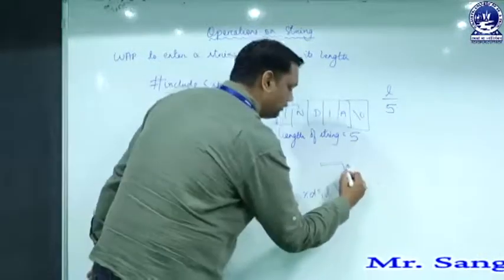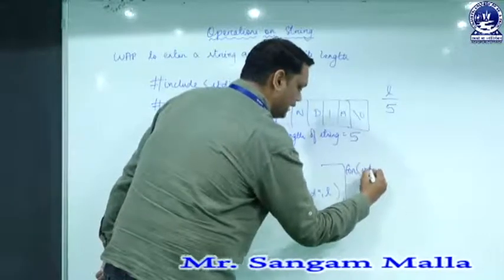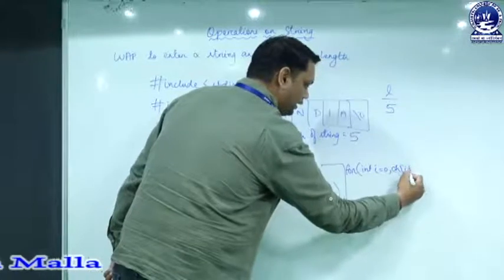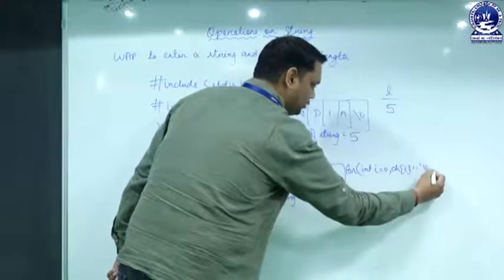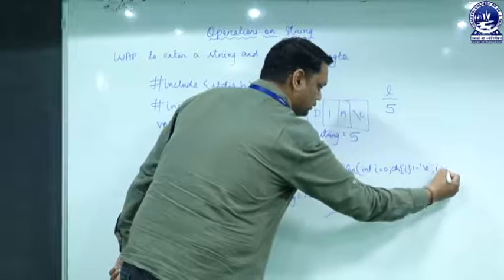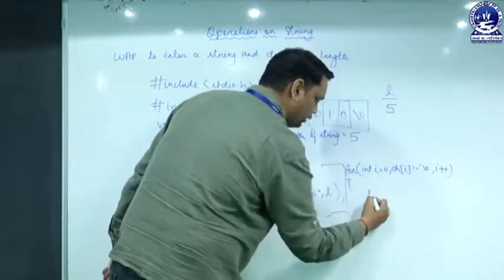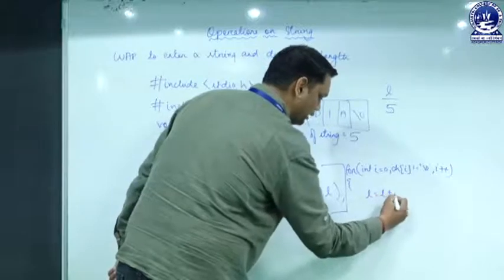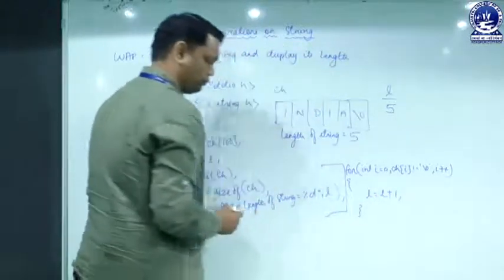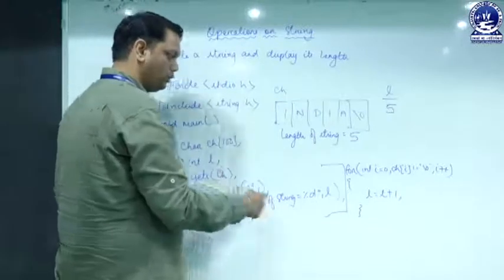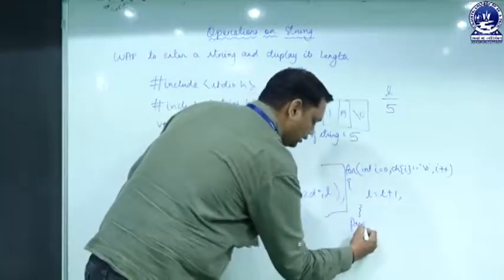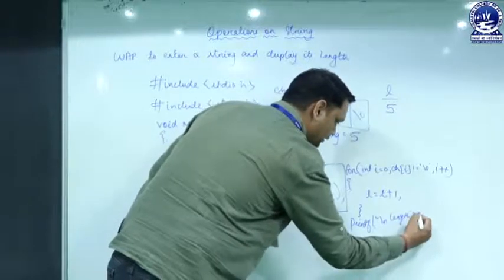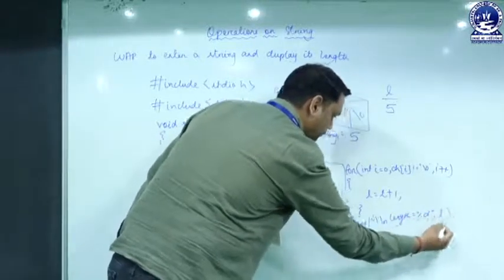Let's say I will write for (int i = 0; ch[i] != '\0'; i++), and it will calculate l++ or l = l + 1, anything you can write. Okay, so when it comes out, it will print the value of l. So printf("length = %d", l).